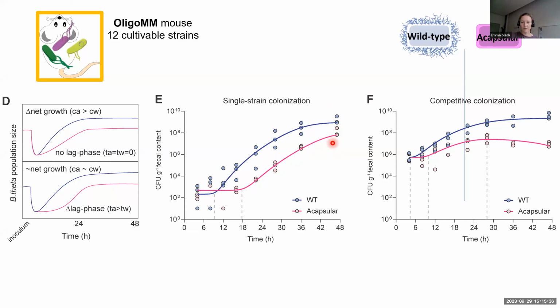So if we were to just look here, it would look like not a very big effect. If we're looking at 24 hours, we have 10 to the 5, 10 to the 6 bacteria in the wild type, and only about 10 to the 3 bacteria in the acapsular. And this kind of corresponds to if we do competitive colonizations, actually the wild type has largely filled the niche for acapsular B theta already by around 20 hours post-colonization. So you can't really have any further expansion of the acapsular B theta after this point because its competitive niche has been already occupied.